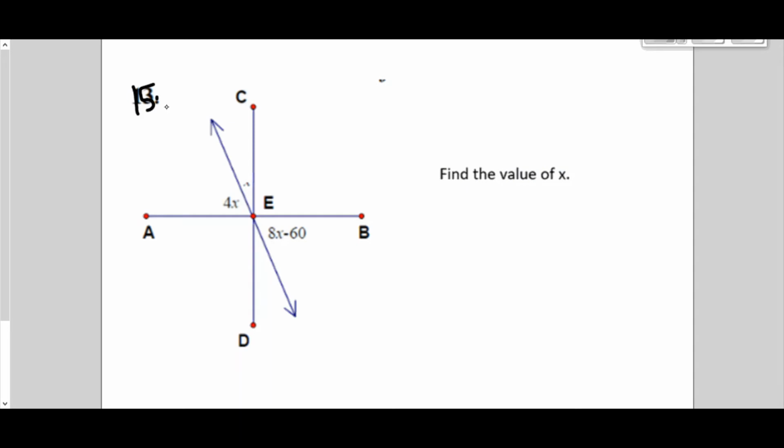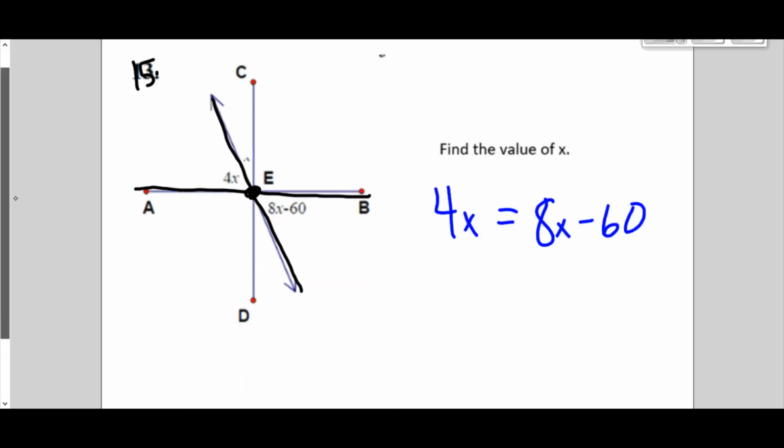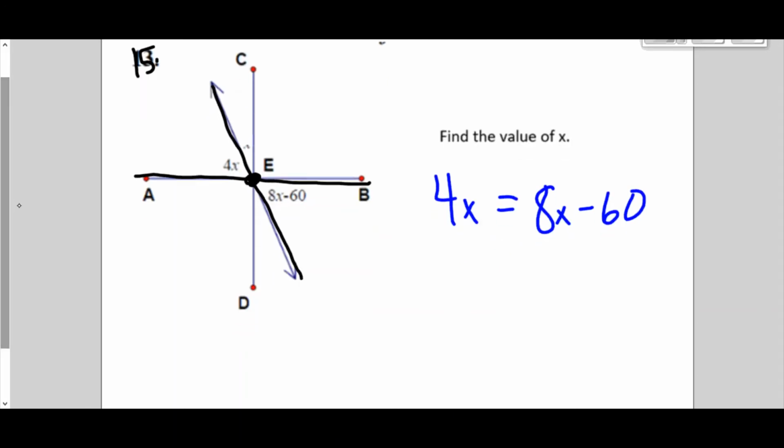So find the value of x. So these angles, I have 4x and I have 8x minus 60. Notice they share this endpoint and one angle is a mirror of the other. So these angles would be vertical angles. Vertical angles have the same measure. So this will be 4x. We'll set 4x equal to 8x minus 60. So vertical angles have the same measure. So we're going to set those equal to each other and then solve.